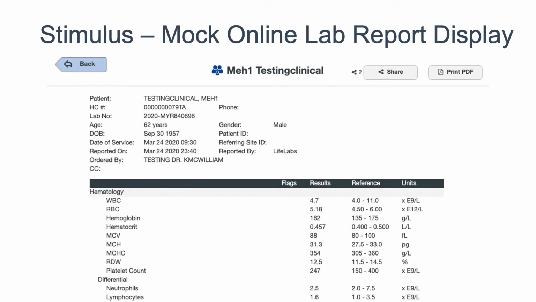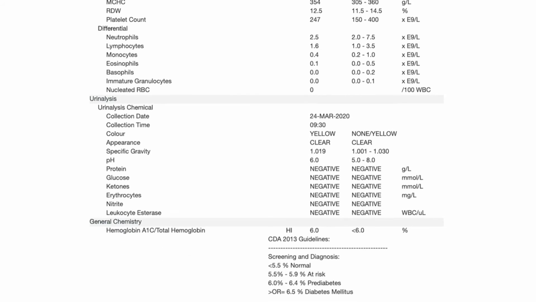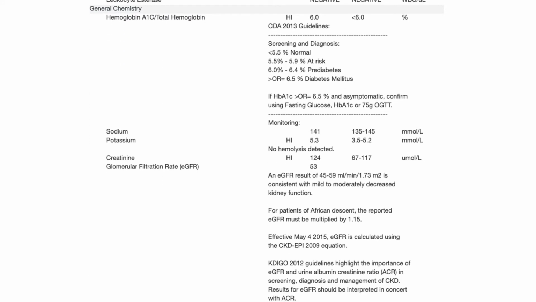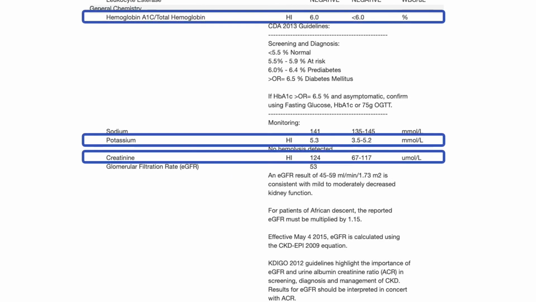This is what the stimulus looked like. And here are the abnormal values we wanted to determine if participants would detect. The hemoglobin A1C over total hemoglobin was flagged as high, and so were potassium and creatinine. The eGFR value indicated mild to moderately decreased kidney function.